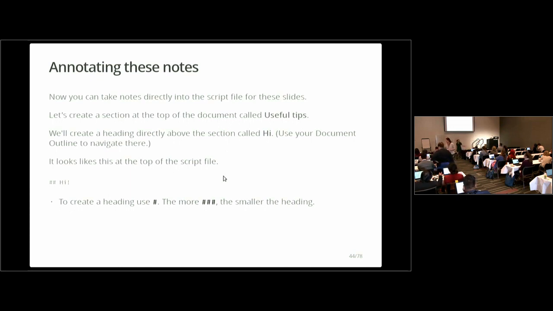Now, I promised you that you could annotate these notes, so let's do that right now. We're going to create a section at the top of the document called Useful Tips, or whatever you want to call it. We're going to create this as the first section. Currently the first section of the document is Hi! And right above that, let's create a section called whatever you like, Useful Tips. As you can see, we use hashes to create headings. The number of hashes is just the level of the heading. One hash is the highest level, the biggest heading, and the more hashes, the smaller the heading gets.